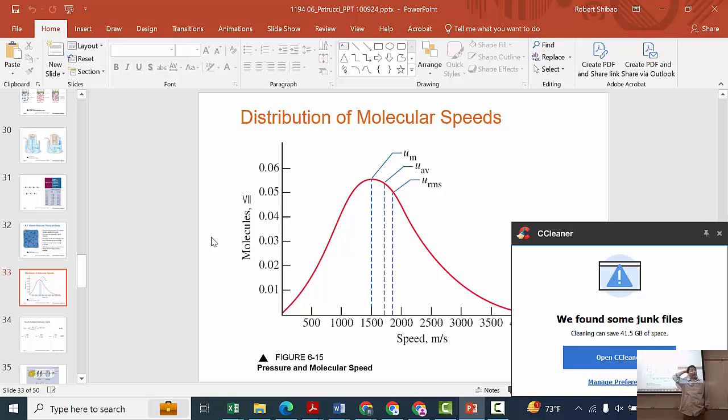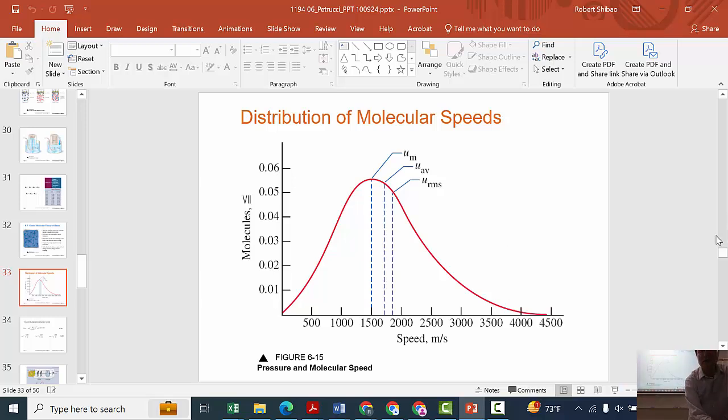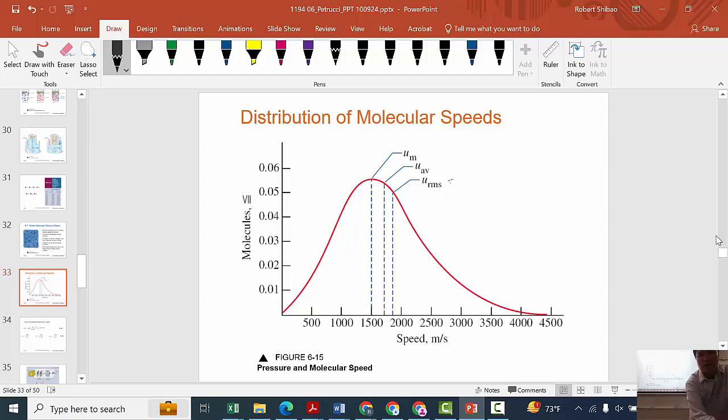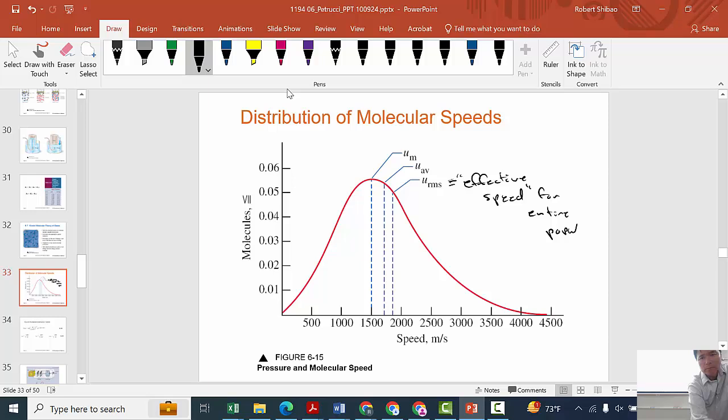RMS stands for root mean square speed. Root mean square is kind of strange. But statistically, what we think of is it's the effective speed of the entire population. So even though it's a distribution, we can think of this as having a bunch of molecules at this effective speed for the entire population. The mean we don't really care about, nor the average. It's the RMS that we care about.